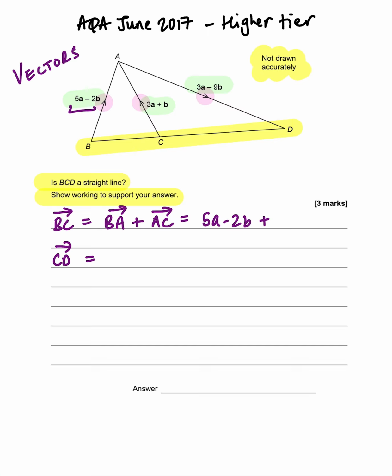I've got 5A subtract 2B, but then I am adding A to C. Now, A to C is going in the opposite direction to the arrow, so it's not 3A plus B, it's minus 3A minus B. So when I rewrite this, I have 5A minus 2B minus 3A minus B. So we're going to simplify this.